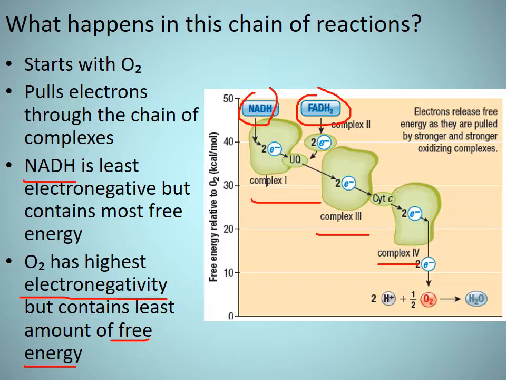As the electrons are being passed through the complexes, there is a decrease in free energy, but higher electronegativity for each of these complexes, and then finally oxygen. That free energy is essentially being either harnessed, in terms of shooting hydrogen ions into the intermembrane space, or released as thermal energy.